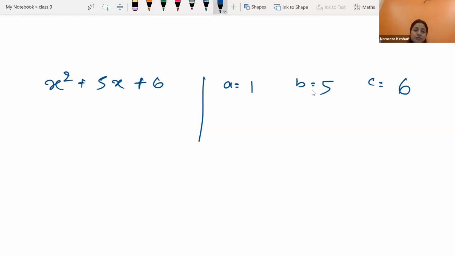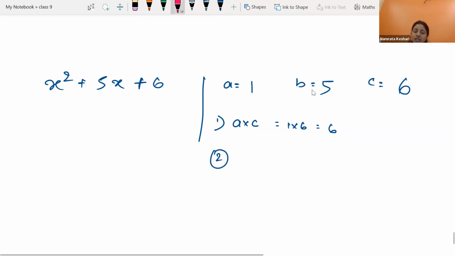Step 1 is to multiply a with c. So 1 into 6 is just 6. Step 2: just take this ac, whatever you have obtained from multiplying, and split it. That means factorize it. But only two numbers we need to use while doing the factorization. So 2 times 3 is 6, right? And 1 times 6. That's it.